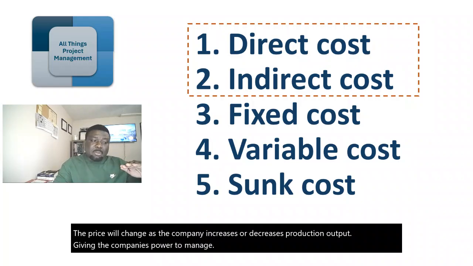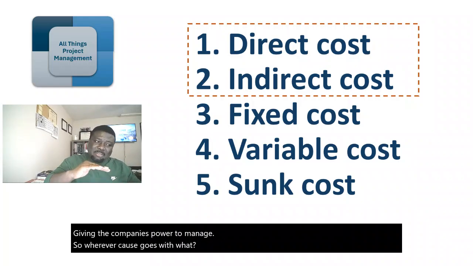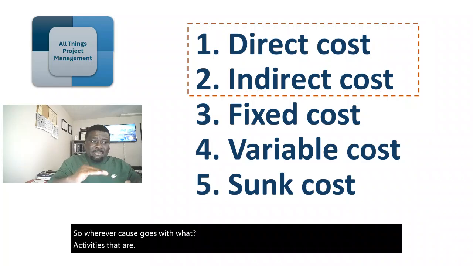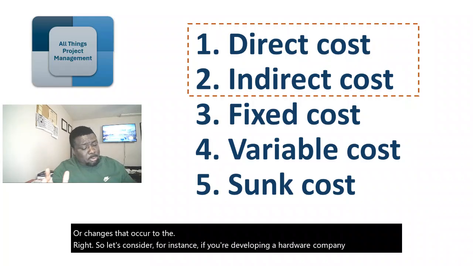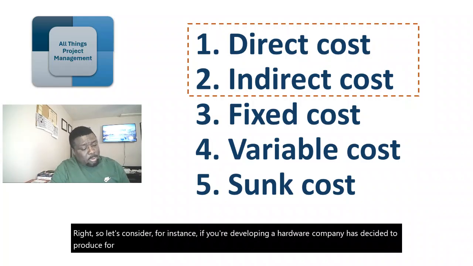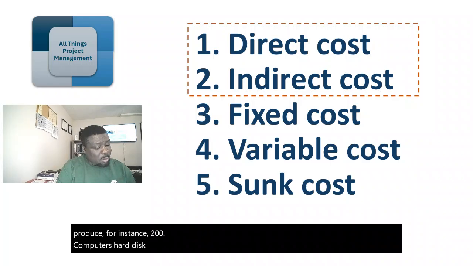So variable costs go with the activities; fluctuations or changes that occur to the project will come with a corresponding cost as well. All right. So let's consider, for instance, a hardware company that has decided to produce 200 computer hard disks for your company for $10.